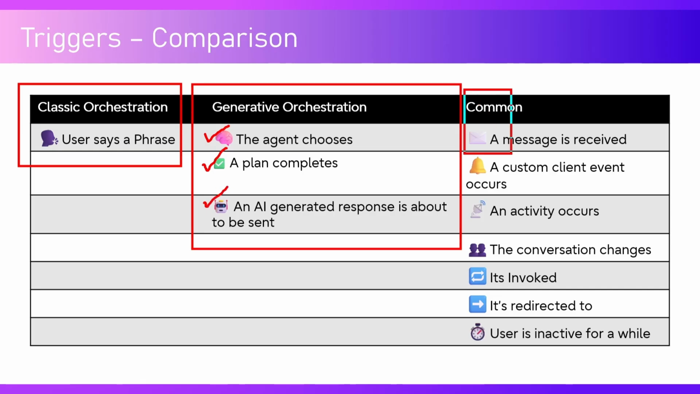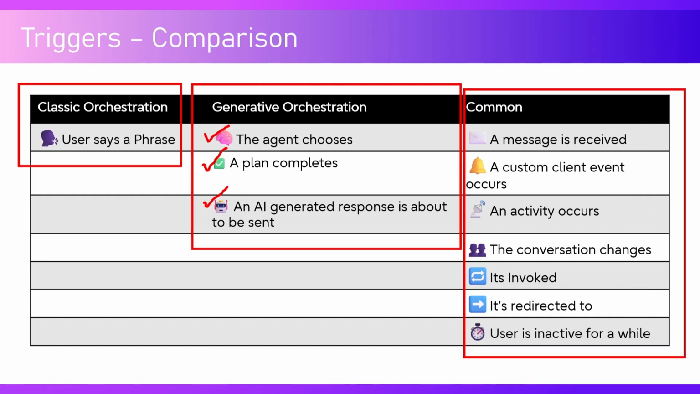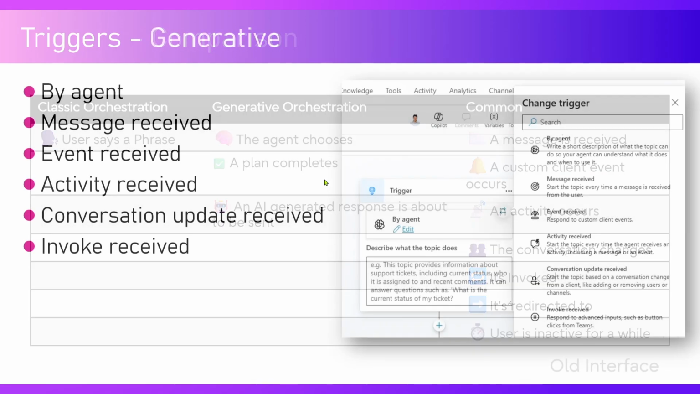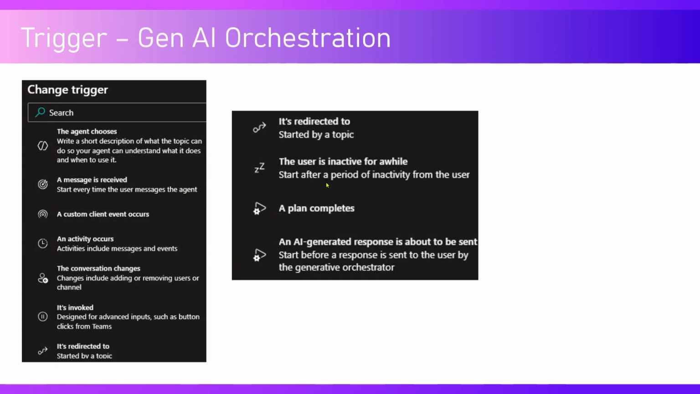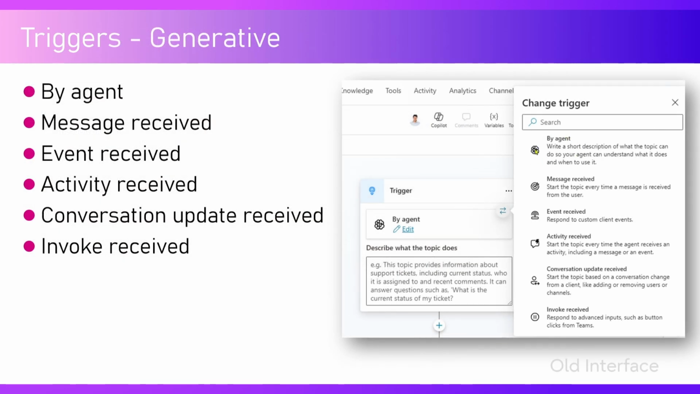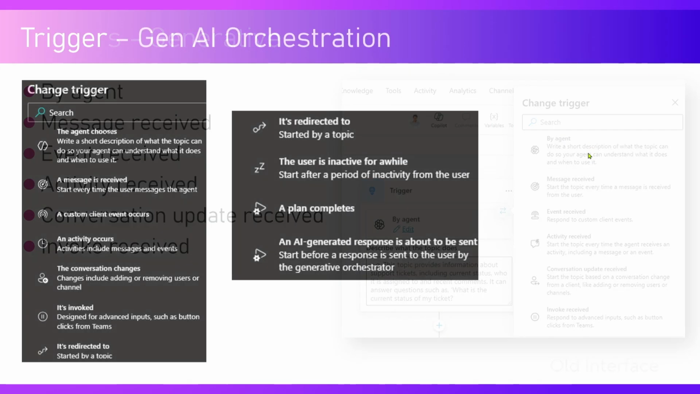There are other triggers which are common across classic orchestration. So remember, like Nehal mentioned, it's redirected to, or user is inactive for a while, or maybe a message is received. Now this is common whether you use a classic orchestration agent or a generative orchestration agent. Now, again, this is a screenshot of what is there in the current system. So remember, currently it is named as the agent chooses, but earlier the name was something else. It was like by agent. So I just thought of putting it over here. It keeps on changing, but it is important to understand that these are one and the same thing.